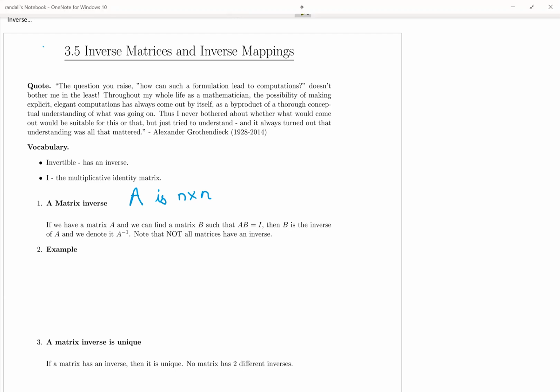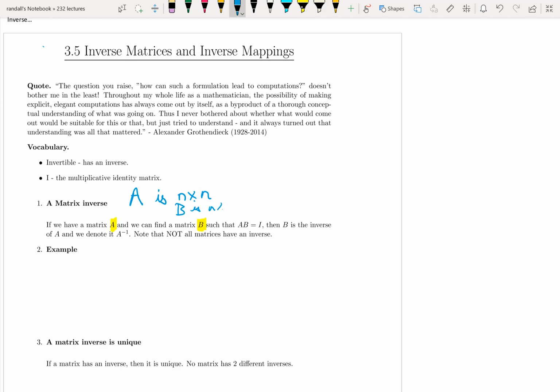It's just like for numbers. We start with a matrix A, and we're considering whether it has an inverse. So we're looking for another matrix B of the same size. Let's write that down here. B is also n by n, such that the product is the identity matrix.